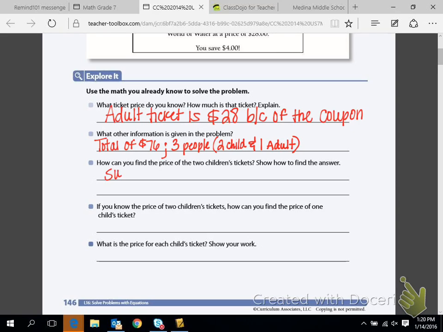So we would subtract the adult price from the total. That would be 76 minus 28, leaving us with $48 spent on the children. Then it says, if you know the price of 2 children's tickets, how can you find the price of 1 child's ticket? Well, you would take the total for 2 and divide it by 2 to get 1.